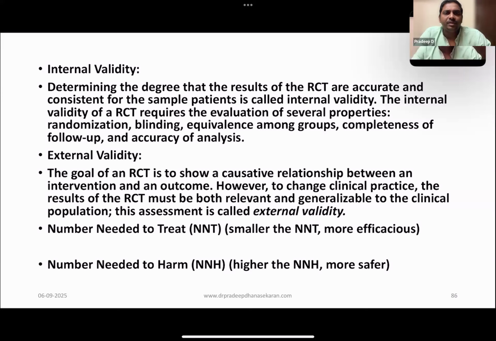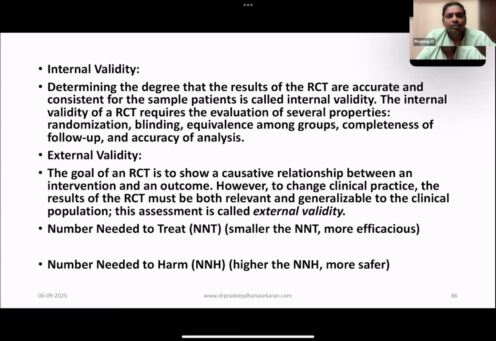So this is a Schwartz-based definition. Internal validity is determining the degree that the results of a randomized trial are accurate and consistent for the sample patients. It requires evaluation of whether it has been properly randomized or not, whether a blinding protocol has been utilized, equivalence among groups, that means no confounding factors, and accuracy of analysis.